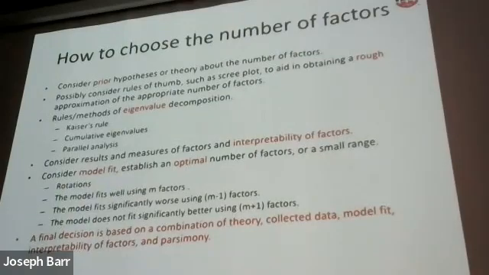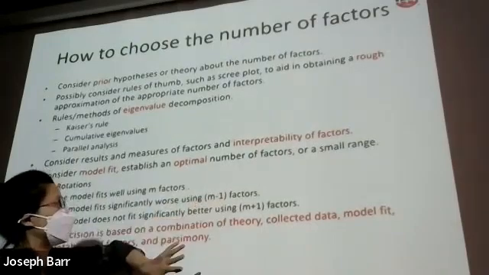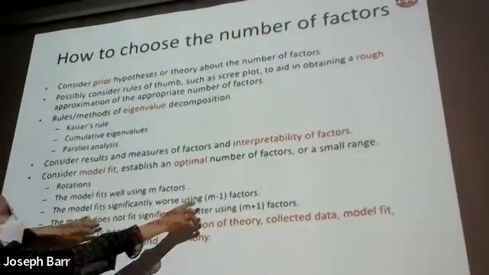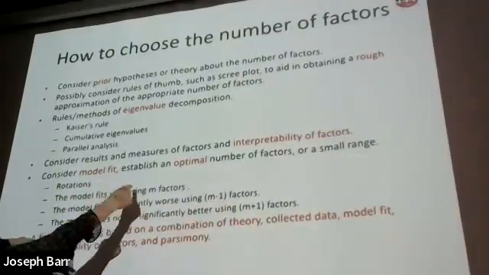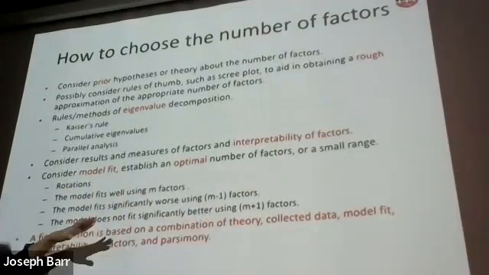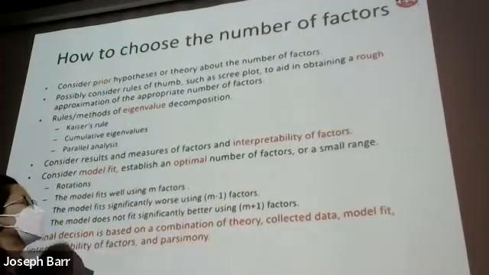Suppose that the model fits well using n factors, then you check a little bit differently. For example, you check a model with n-1 factors or n+1 factors to see if the model with n-1 is significantly worse than the model with n factors. Or you can try the model with n+1 to see if that model fits significantly better.